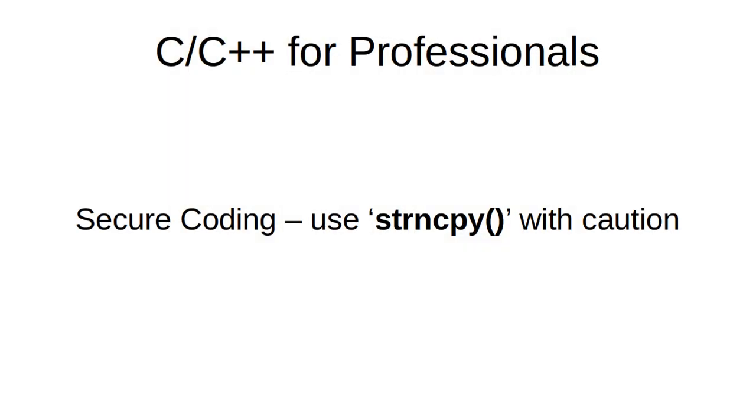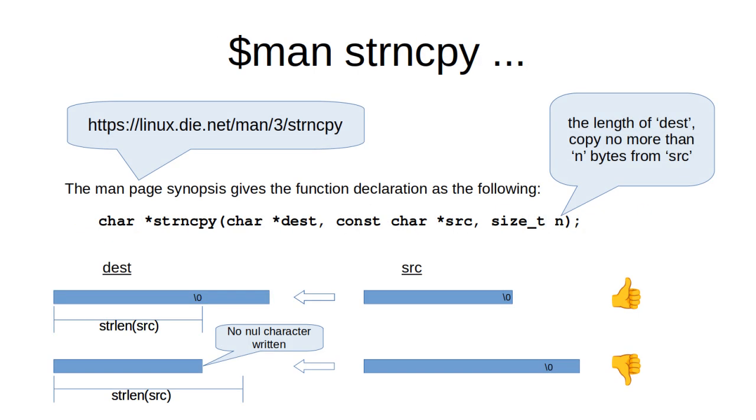There's a couple of problems with the C standard library function strncpy. It's flawed and it's unpronounceable. The man page for it gives the prototype as shown. The length of dest is specified by the third argument n.